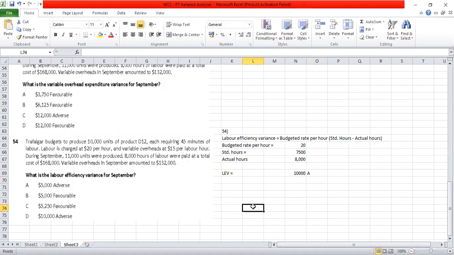Ma'am, I have a doubt. You said that while calculating efficiency variance, we adjust the standard hours according to the actual activity. But in this case, we took the 10,000 units. Why, ma'am?